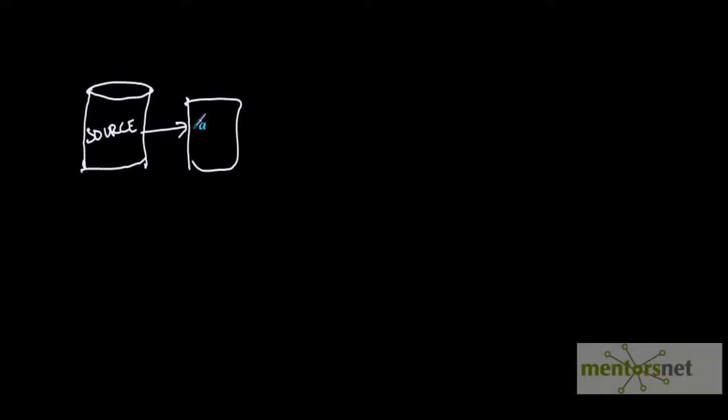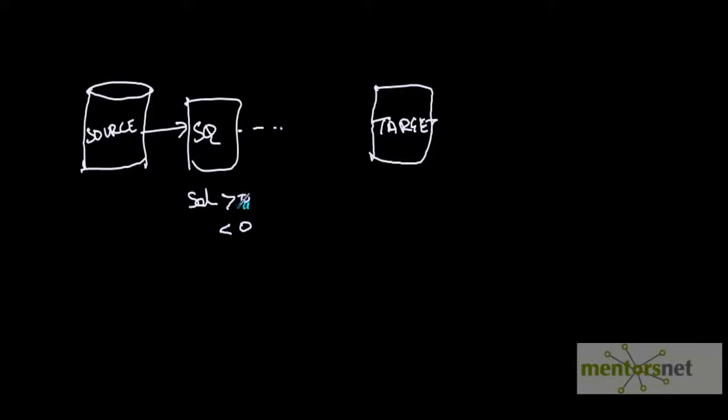So I have a problem where from source I'm getting some records. Data is going to the source qualifier, and before sending to the target I want to do some checks, like whether salary is negative or positive. Suppose salary is less than 0, or greater than or equal to 0, there could be these two possibilities for each record.